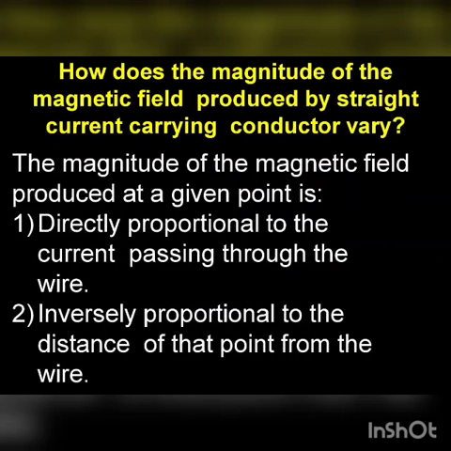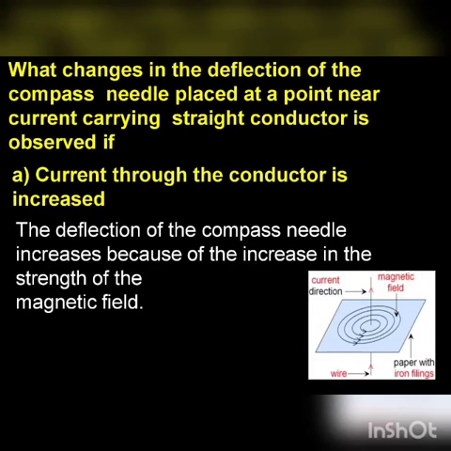How does the magnitude of the magnetic field produced by a straight current carrying conductor vary? The magnitude of the magnetic field produced at a given point is directly proportional to the current passing through the wire and inversely proportional to the distance of the point from the wire. What changes in the deflection of the compass needle placed near a current carrying straight conductor are observed if the current through the conductor is increased? The deflection of the compass needle increases because of the increase in the strength of the magnetic field.